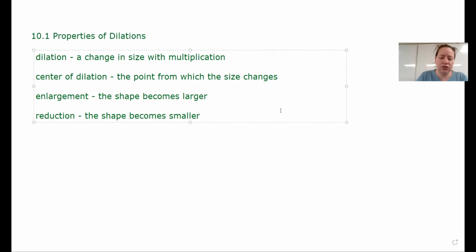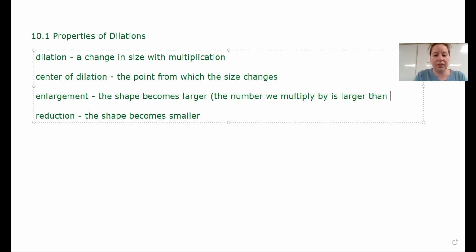Now, there's a couple of things to understand here. When it is an enlargement, the number we multiply by is larger than 1. And when it is a reduction, the number we multiply by is smaller than 1. Okay, so we have an enlargement, which is larger than 1 because the shape is getting bigger, and a reduction, which is smaller than 1 because the shape is getting smaller.